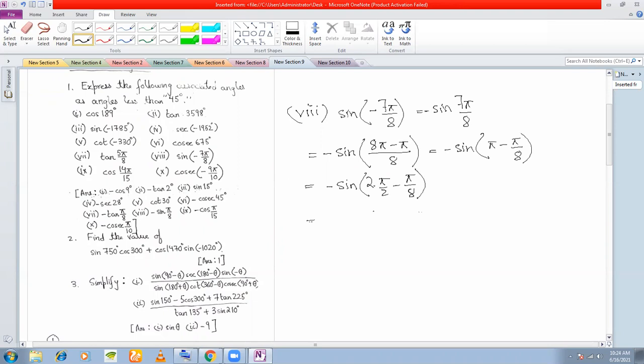Okay, now we check. Even multiple, sine remains sine. Now the question is which quadrant? After 2 rotations, 2 into pi by 2, so you have 180-degree rotation. You are in the second quadrant, minus something, so you remain in the second quadrant, right? And in the second quadrant, sine is positive. So you have a minus sign here as it is, sine pi by 8. Clear with this? Yes, sir. Next one.